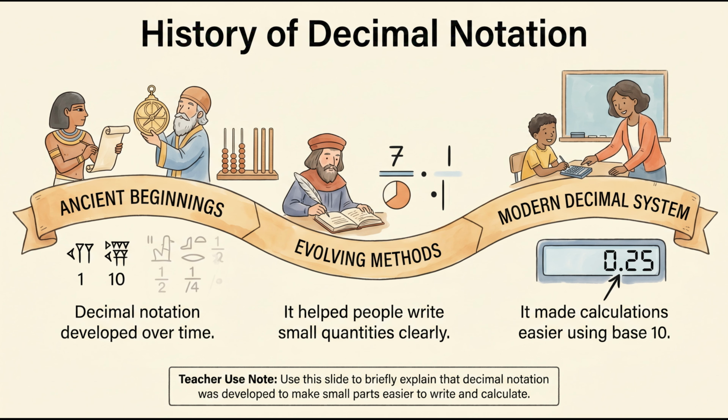History of decimal notation. Decimal fractions developed over time. Mathematicians and astronomers needed accurate ways to write small quantities. Decimal notation made calculations easier because it followed the place value system based on 10. The decimal point was not always written in the same way. Different people used different marks before modern notation became common. So, decimal notation became useful because it made small parts easier to write and calculate.